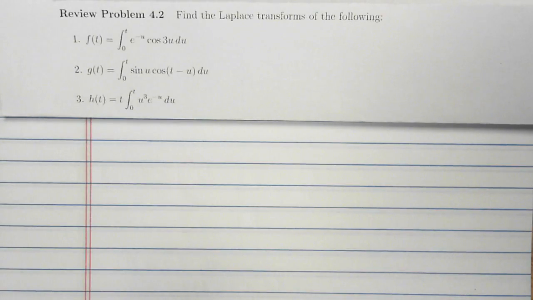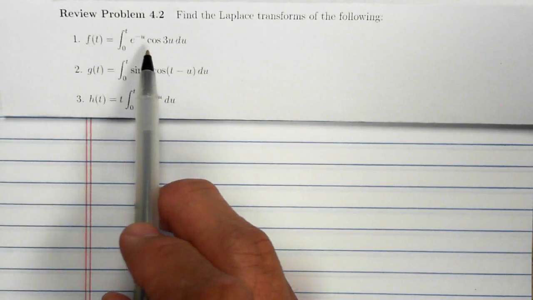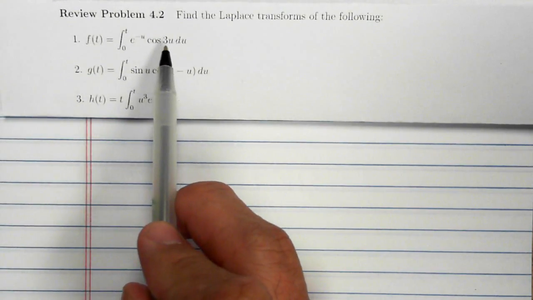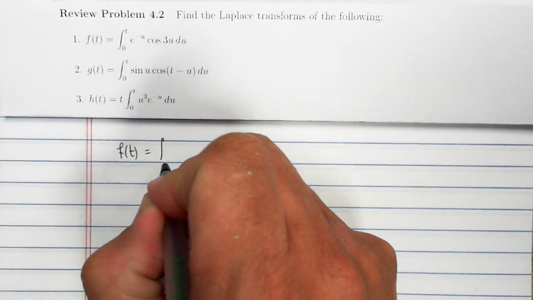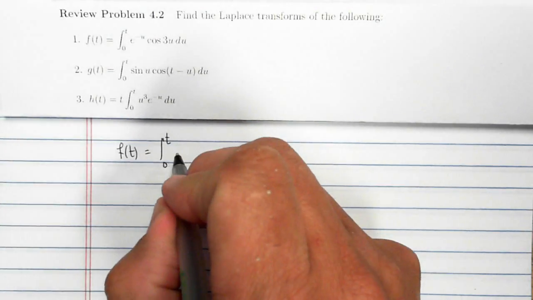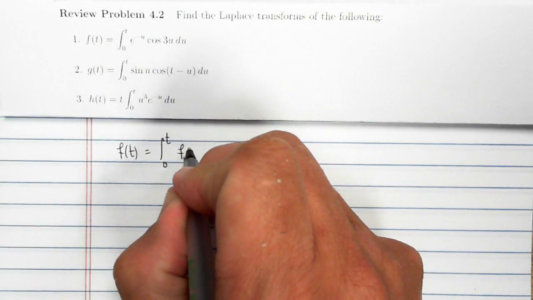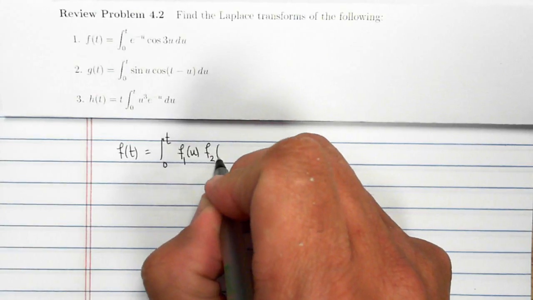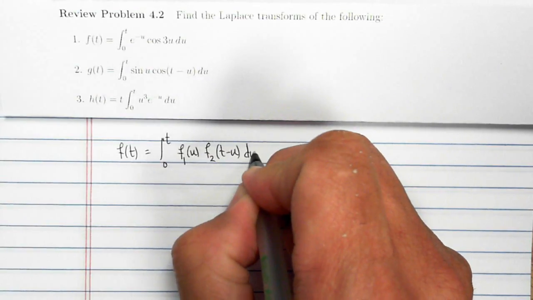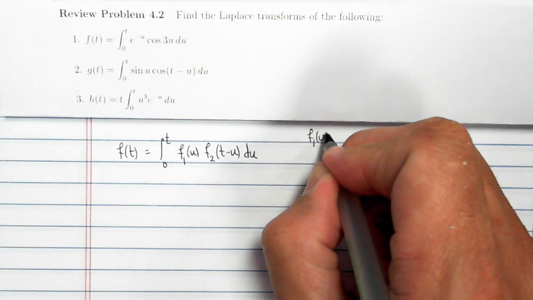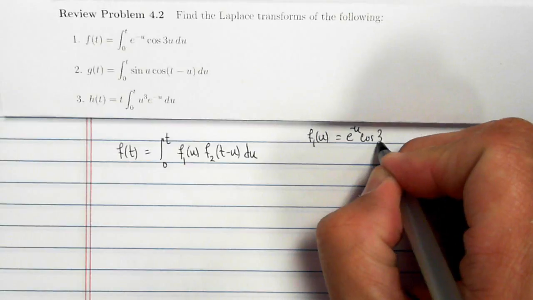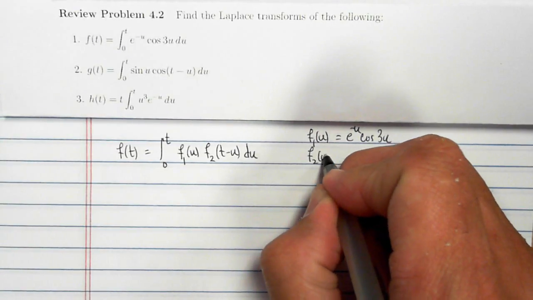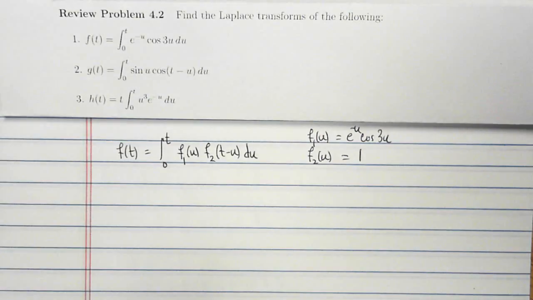In this review problem, we'll take a look at the Laplace transform of these integrals. First off, f of t is equal to the integral from 0 to t of e to the minus u cosine 3u. Let's write this in the form f of t is equal to the integral from 0 to t of f1 of u times f2 of t minus u du, where the function f1 is the original integrand e to the minus u times cosine of 3u, and the function f2 is simply the constant 1.